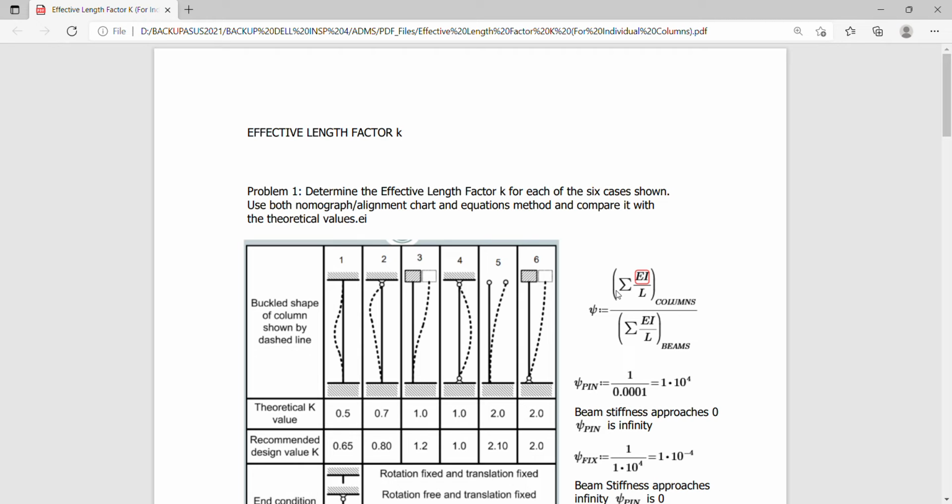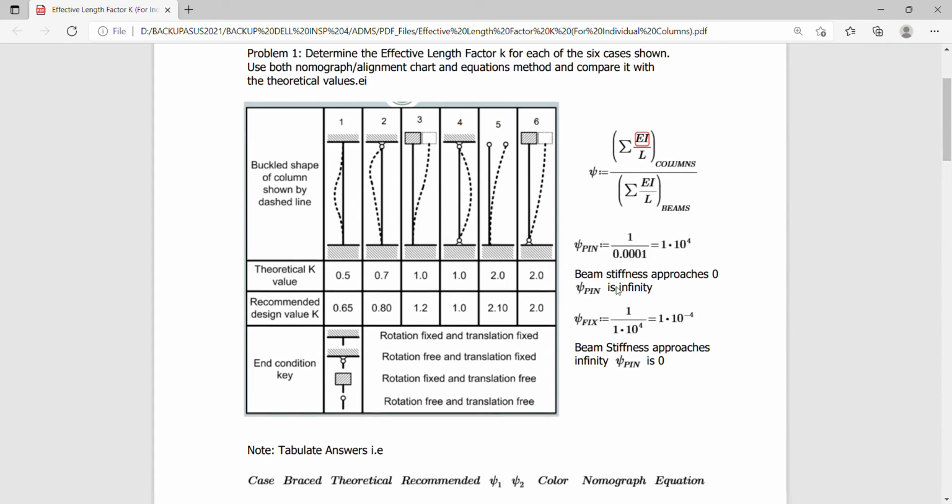Today we will be solving a problem on effective length factor K using the AISC alignment chart and the British equation to compare to the theoretical values of this table as recommended by the AISC.